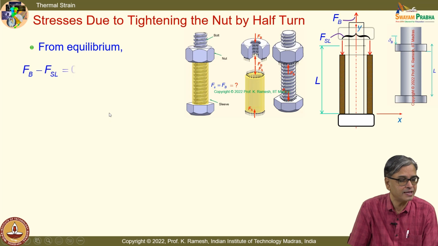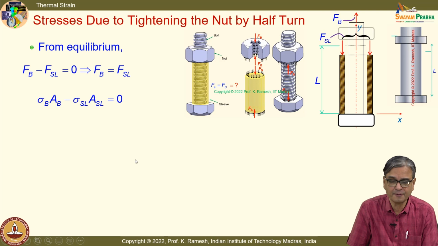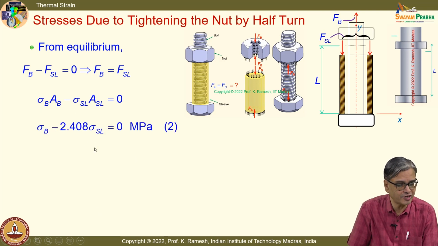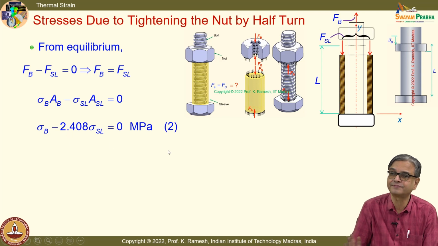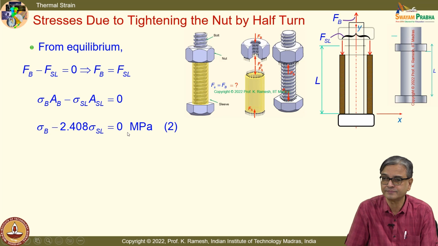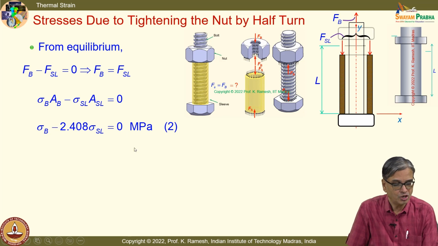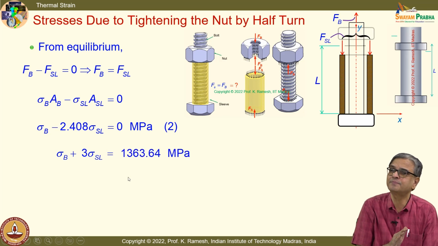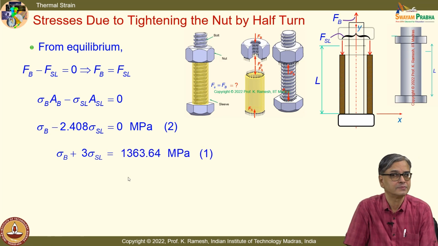I will have to have FB equal to FSL, and then I can substitute the values in terms of stresses and the geometry of cross section. So, I get the second equation. The second equation reads like sigma B minus 2.408 sigma SL equal to 0. So, I have two equations, I have two unknowns, it is simple to solve. Okay, it is quite simple to solve.